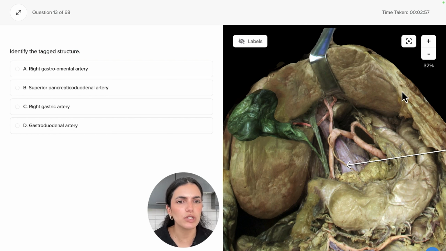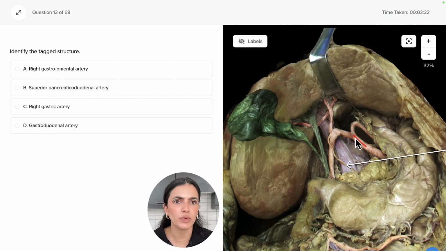And if we look more superiorly here, or found towards the right side even, we're going to be able to find the very large liver, which is actually being reflected so we can better see the structures that are found underneath. And of course, this green organ here is going to be the gallbladder. So in this dissection specifically, we can actually see the blood vessels that go and supply these digestive organs.